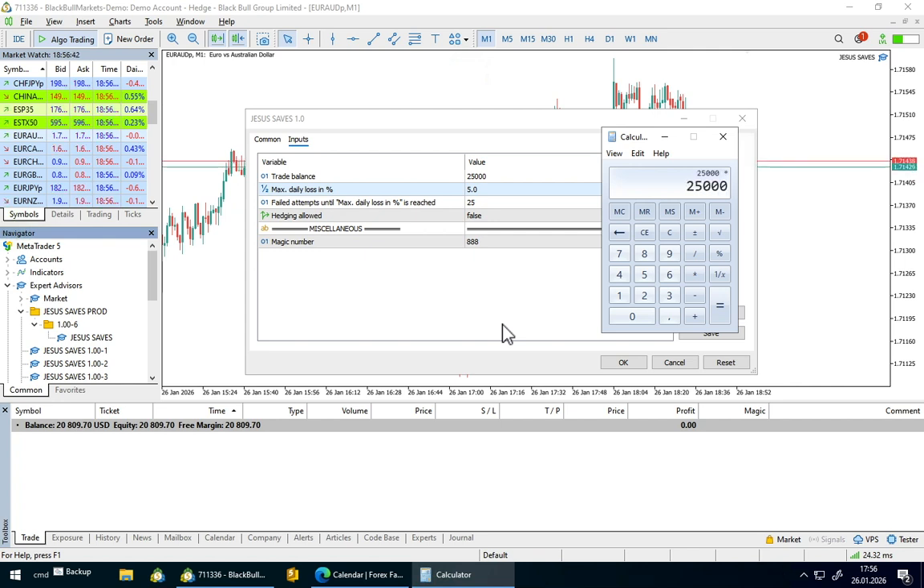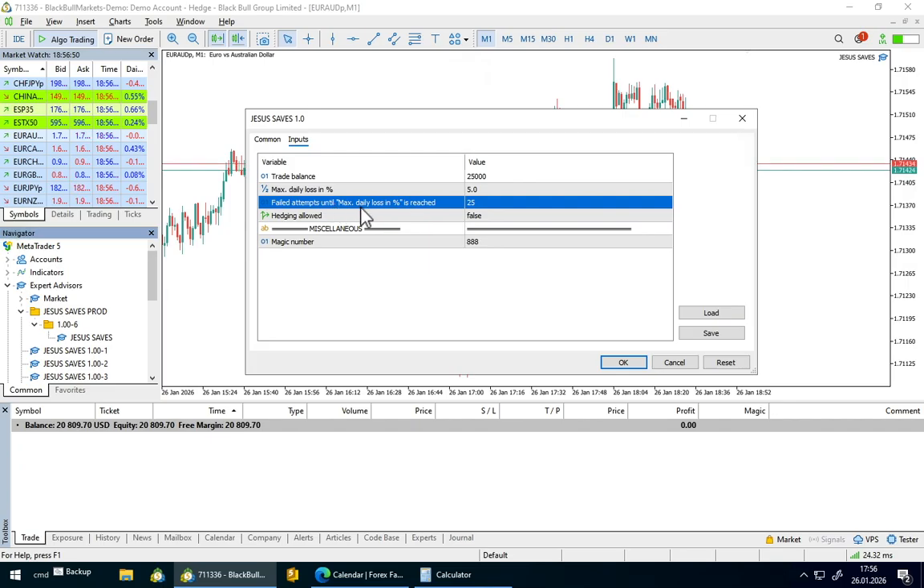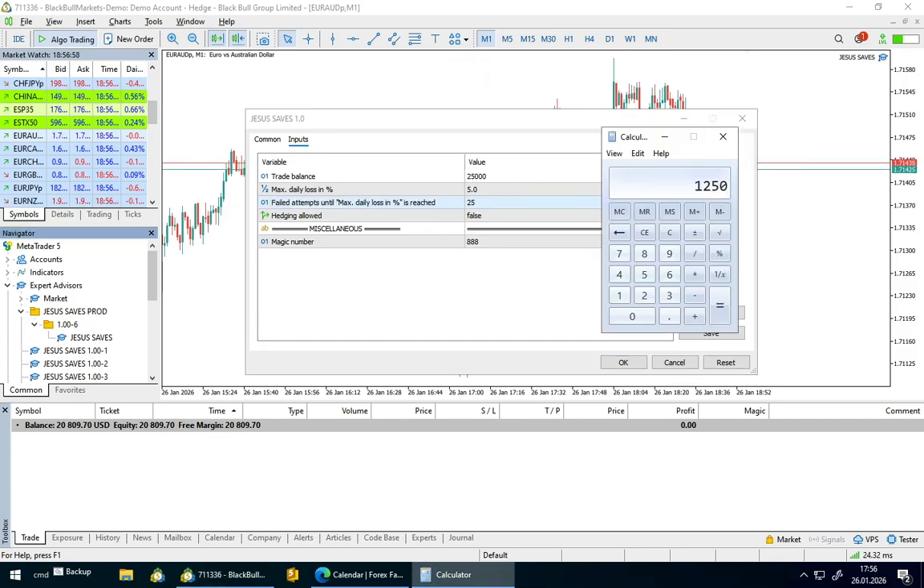25,000 multiplied by 0.05, 1,250. And the third thing is failed attempts until maximum daily loss in percent is reached: 25 times. So this would mean when I divide the maximum daily loss, in this case 1,250 divided by 25, we have 50. So each order or position, when you're losing it, it will be 50, not more.